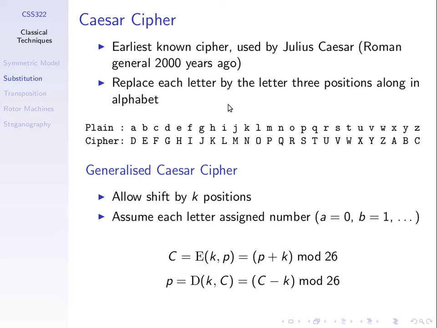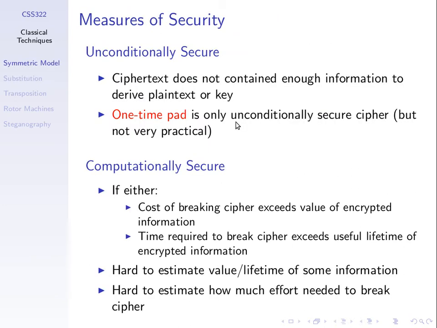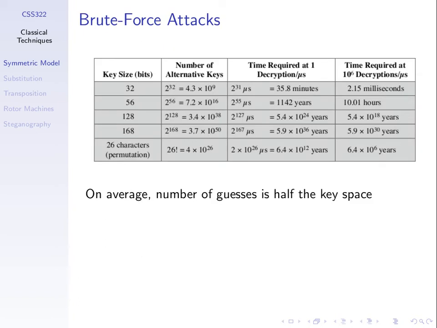So one type of attack against all ciphers is a brute force attack. Let's go back a few slides. Yeah, brute force attacks. A brute force attack tries all possible keys. The time it takes to perform a brute force attack depends upon the number of keys that you need to try. With Caesar cipher, 26 keys.